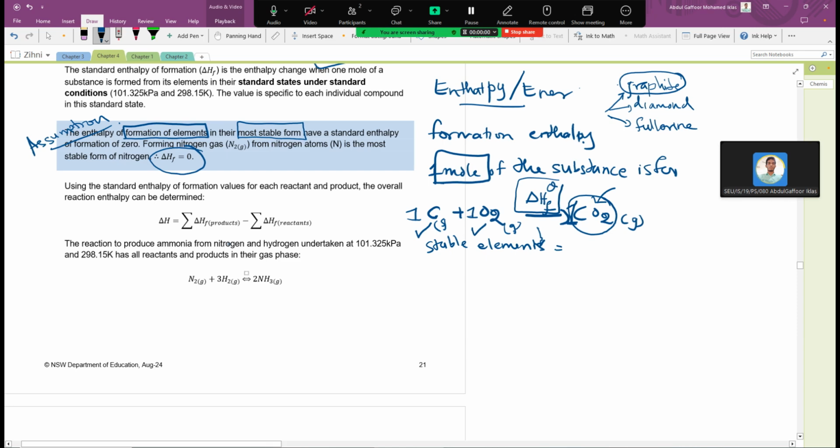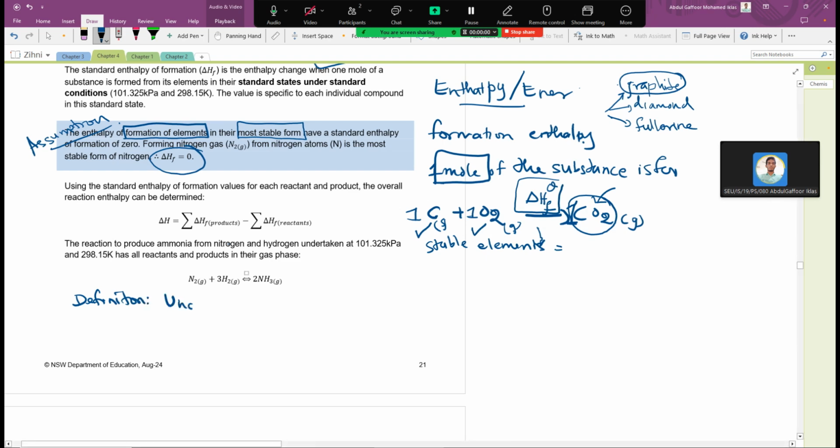Should I write this down here? Okay, so if you want to write down the definition, you can write like this.